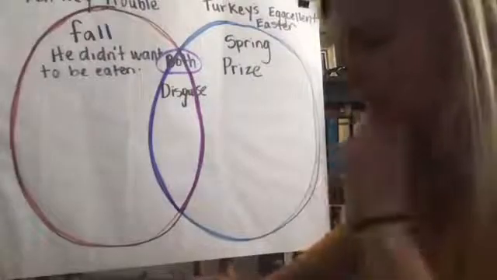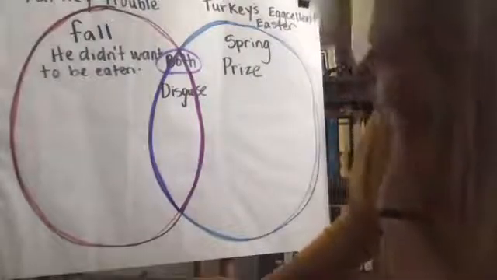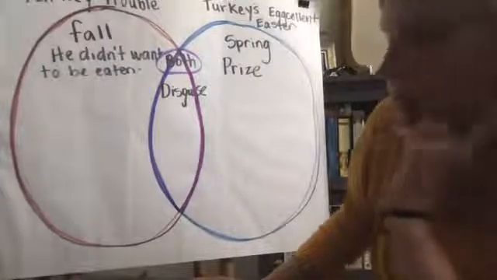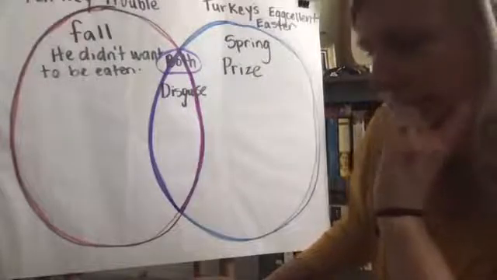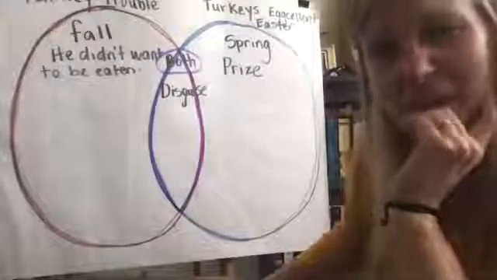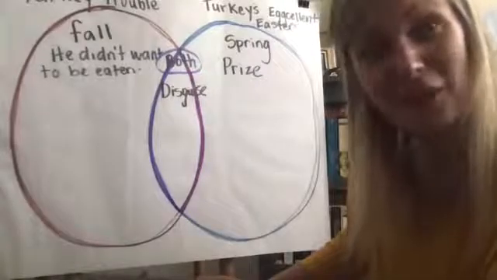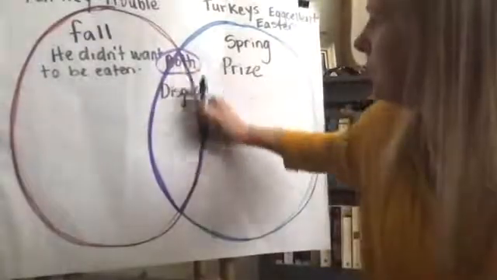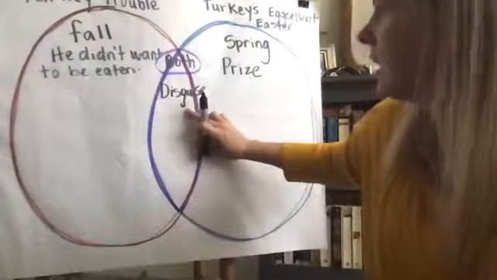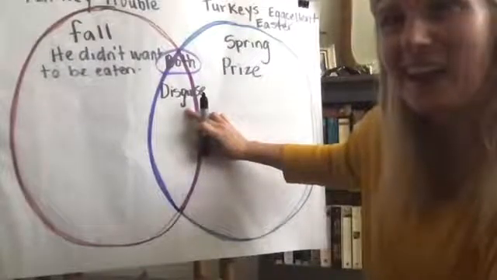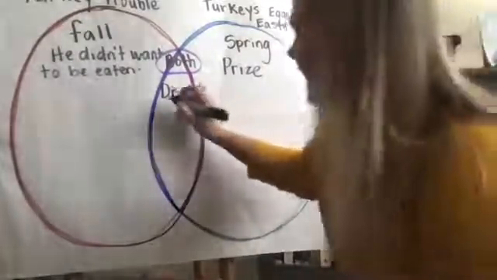Right. Now I'm going to think a little bit more here. What are some more things that I can remember about these stories? Were some of the characters the same in the story? They were. Let's see here. In both stories, there was a turkey.